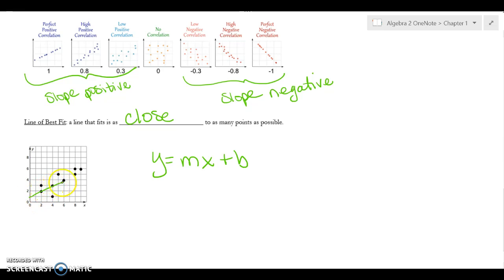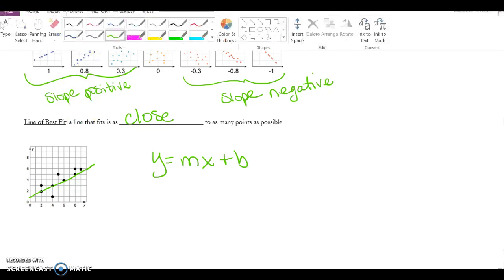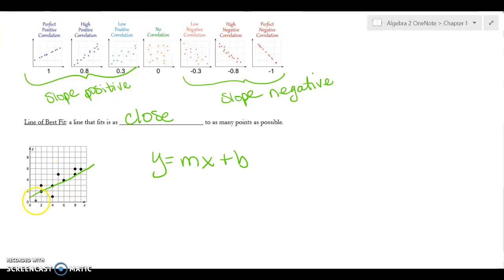Let me see if I can do this. I would say that one, no, that's probably not good. Let me try another one. I'll change colors. Let's see if I can make one a little better. That one's a little better. It's as close to many of the points as possible, so that is the better, best fit line.